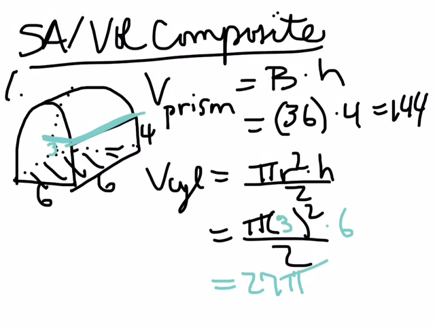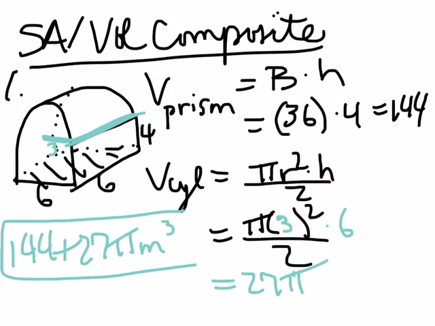All right, so what's the volume? 144 plus 27 pi units cubed. It's meters, oh, okay. Now, I actually didn't do that as a decimal, but if you want to put that in, get a decimal, that's fine.